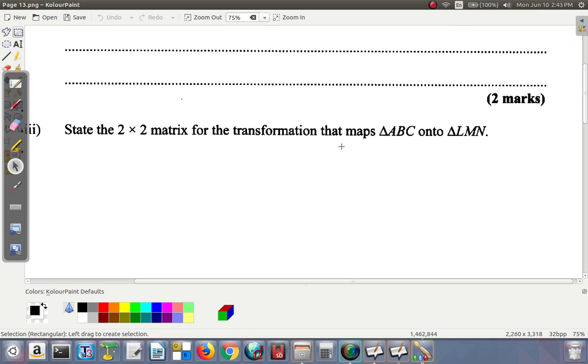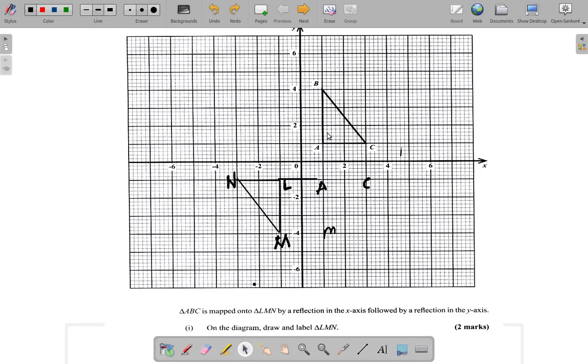Now, state a 2x2 matrix for the transformation that maps ABC to LMN. All right, let's look back at the graph. Now, you do have a rotation matrix. A matrix for rotation. But let's look at the triangles themselves. You have A at 1, 1. Let me write it like this. 1, 1 is a vector. That was A. And it maps to L at -1, -1.